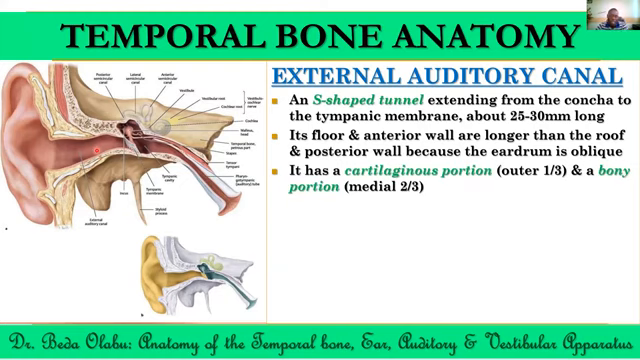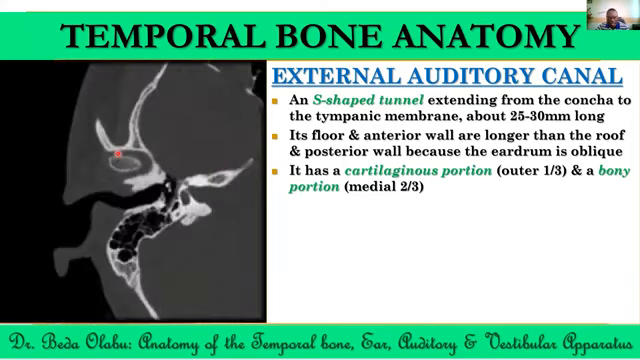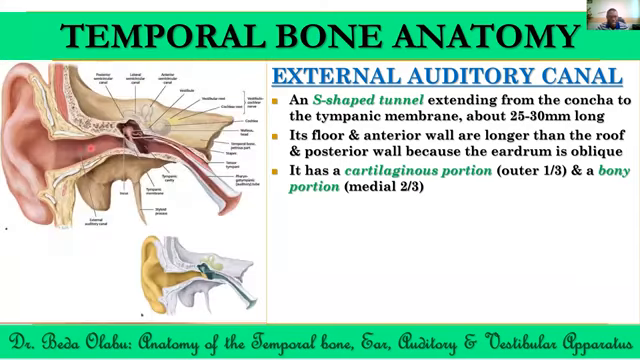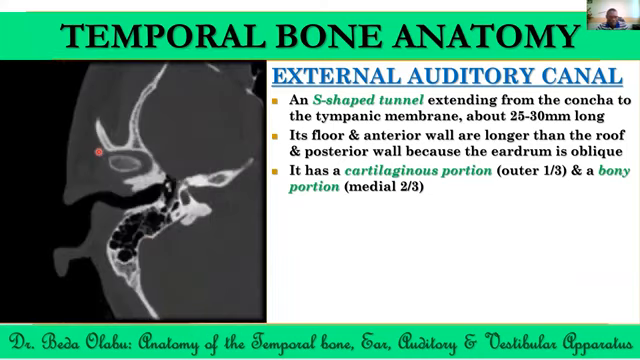The external auditory canal has two portions. The outer portion is cartilaginous, and the inner portion is bony. So the outer cartilaginous part takes a third, and the inner zone takes two-thirds. The outer part will appear slightly wider than the inner zone, as we can see from this image.